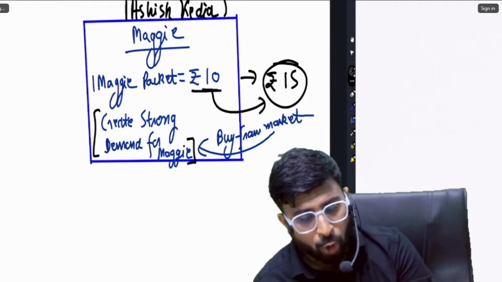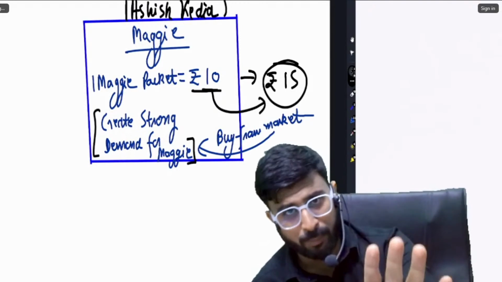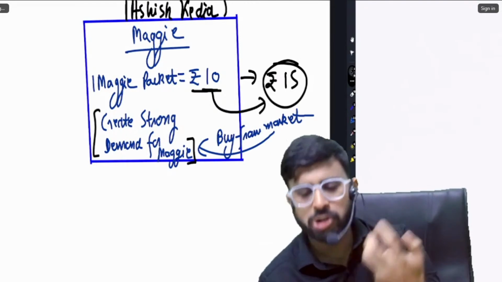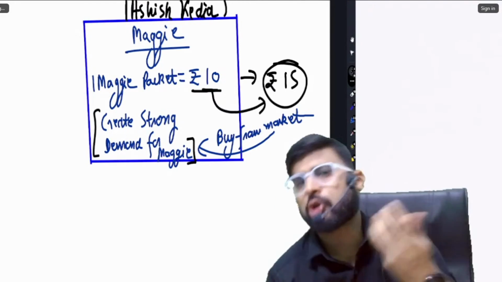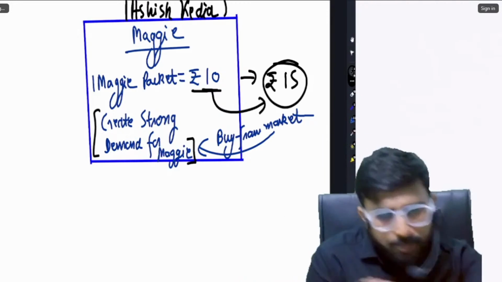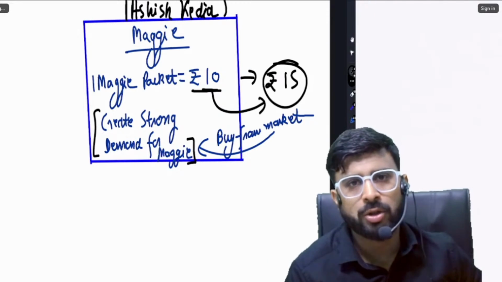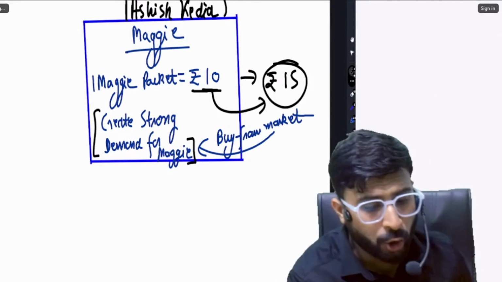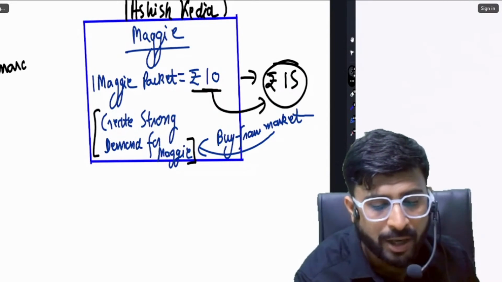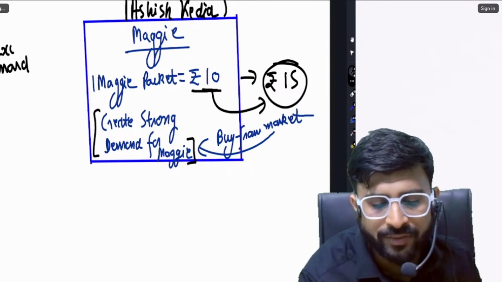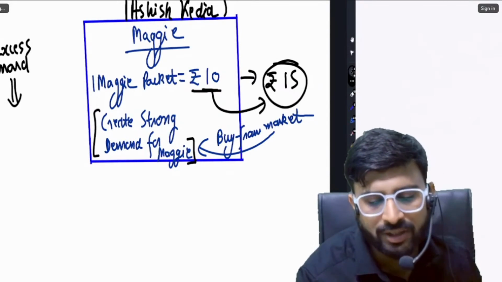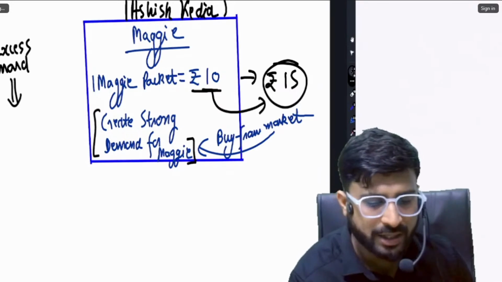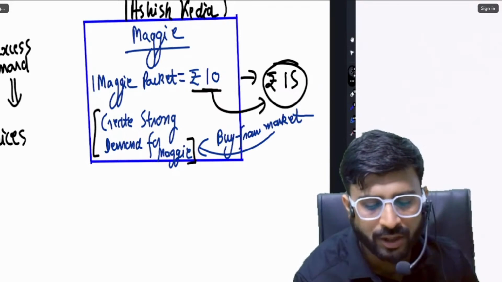See, creating strong demand for Maggi. Pay attention. I create so much demand for Maggi that I start buying Maggi from the market. What will happen? You all know, when there is excess demand in the market, you have studied it in the microeconomics chapter. Whenever there is excess demand in the market, then what happens to the prices of the commodities?